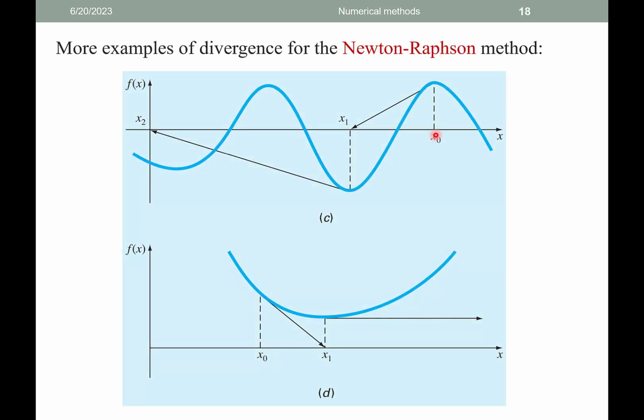Here we see some more examples, again diverging away from any of the roots that we see here. And in this case, x0 is also going to a really far value, way down, far away from your initial guess.